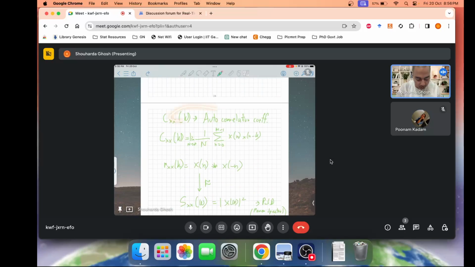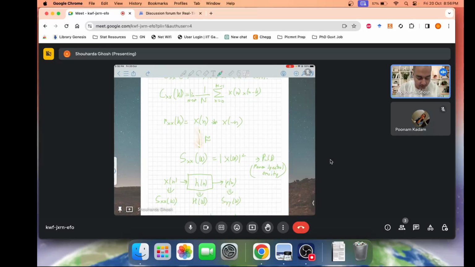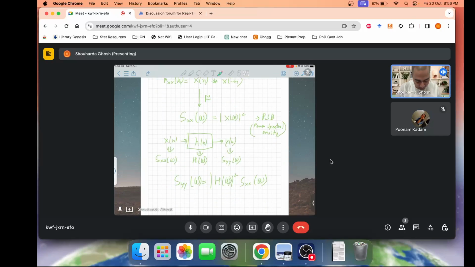And then you have the autocorrelation coefficient, which is a special version of the normal correlation where you are matching a signal with itself. And the Fourier transform of the autocorrelation function, x of n times x star of minus n, is the power spectral density. And this is also an important formula. You may have numericals from this.